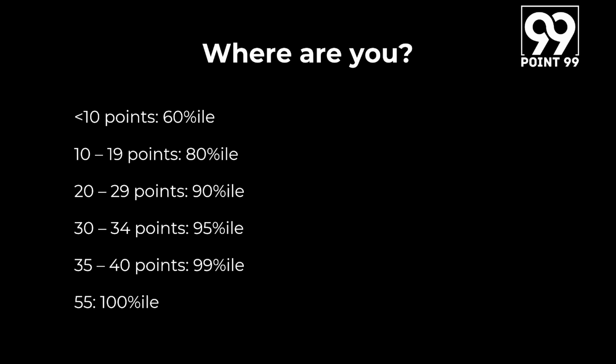If you are between 10 to 19 points, 19 on the higher side, it basically means that you would have been able to solve roughly 5 to 6 questions. Based on my experience, you should be at an 80th percentile if you are at this level. If you have crossed 20 points but you are short of 30 points, you should be comfortably at a 90th percentile level. If you are between 30 to 34 points, just short of 35, you should be at a 95th percentile level. And if you are at a 35 to 40 points level, you should be at a 99th percentile.